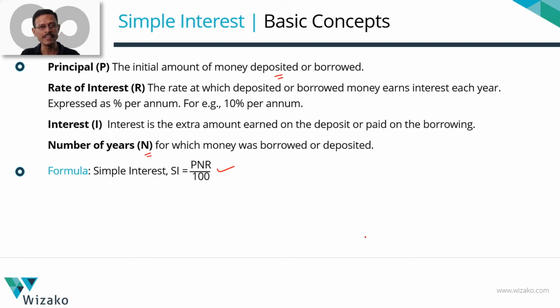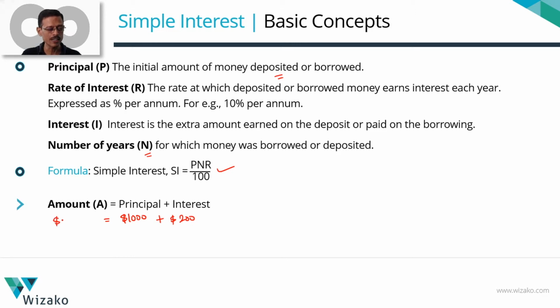There's one more term that we need to know, which is called the amount. Amount is equal to the principal plus the interest. For example, if you borrowed $1,000 or you deposited $1,000, and after a certain period of time, you earn an interest of $200. Together, what you'll end up paying if you had borrowed, or together what your bank is going to pay you back if you had deposited money, that value is called the amount. So this is equal to 1200.